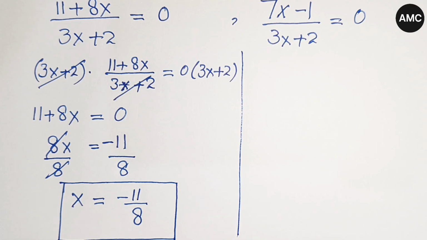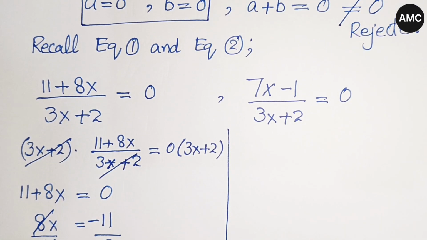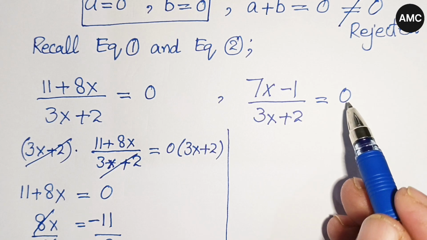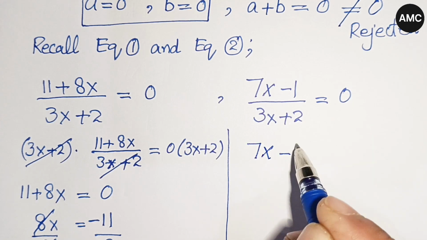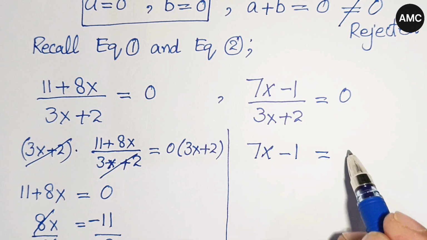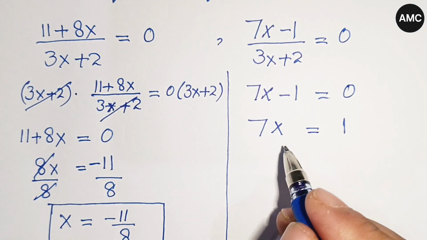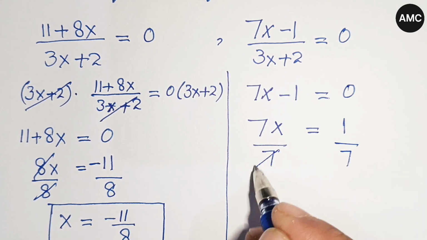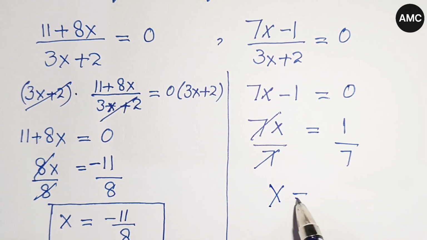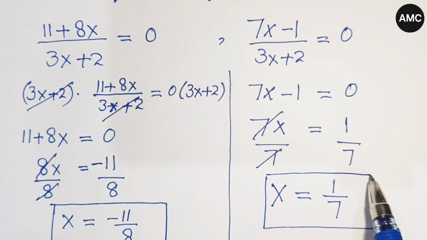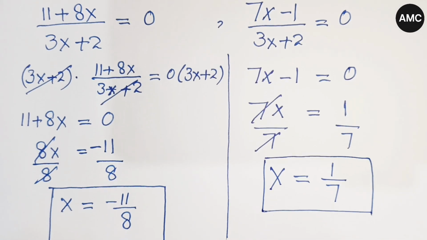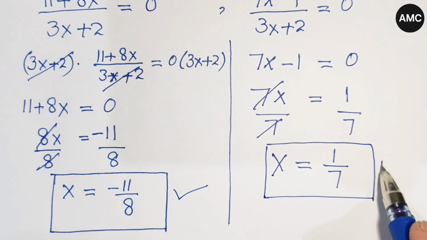Now solving our second equation, which is equation number 2, as we know that it is also equal to 0. So 7x minus 1, 3x plus 2 multiplied by 0, we get 0. Here we have 7x, shifting this one, minus 1 will be positive 1. So dividing by 7 on both sides, we get the value of x is equal to 1 over 7. So it is the second solution of x. We see that both solutions are real solutions as given in our problem.